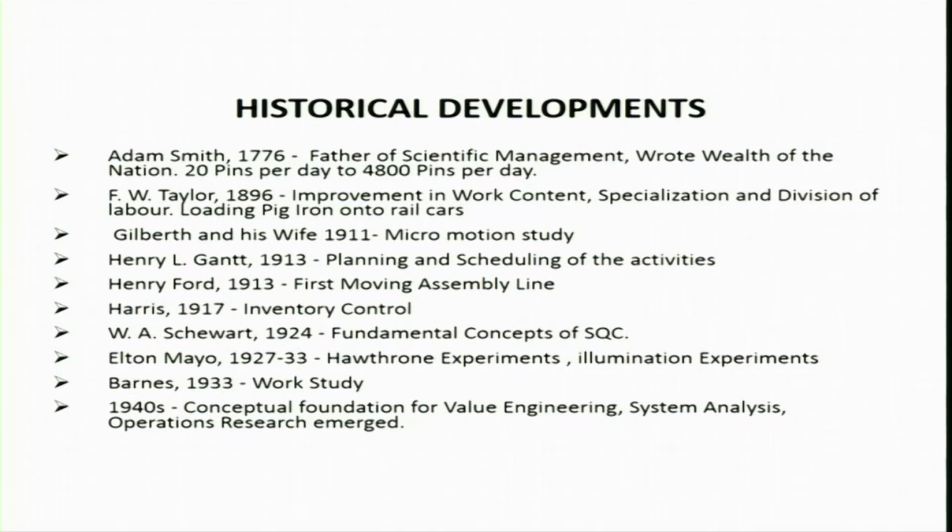Then there is F.W. Taylor. In 1896, he was working in a pig iron steel company, and he worked on how to load the pig iron into rail cars, and he developed the concept of work study, method study there, scientifically trying to find out a better way of doing the work. And then in 1911, there is a team of husband and wife, Gilbreth and his wife, they developed the micro motion study. Micro motion study means when you are doing a very small activity like assembly of a wristwatch, assembly of a mobile, where the span of looking at is very small.